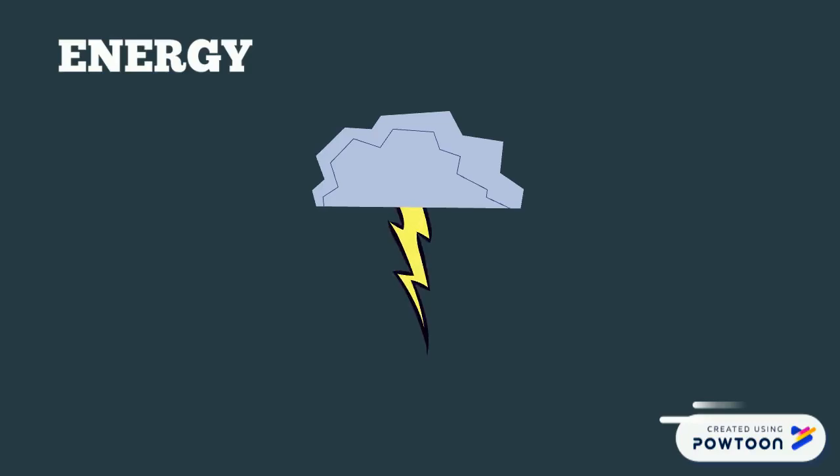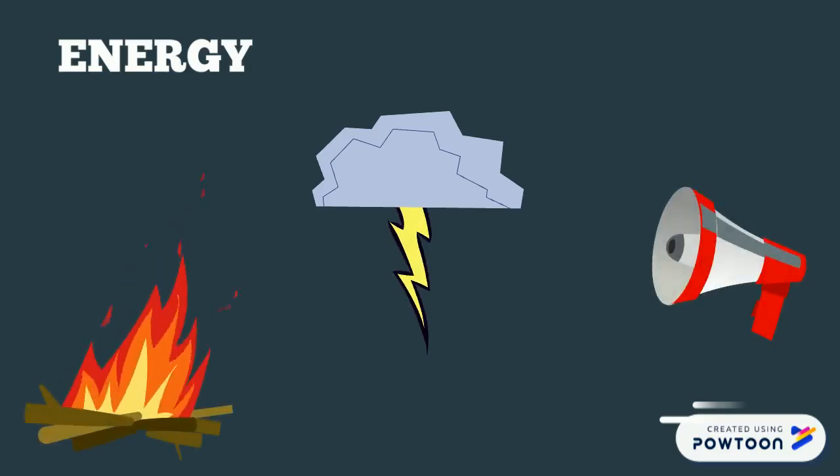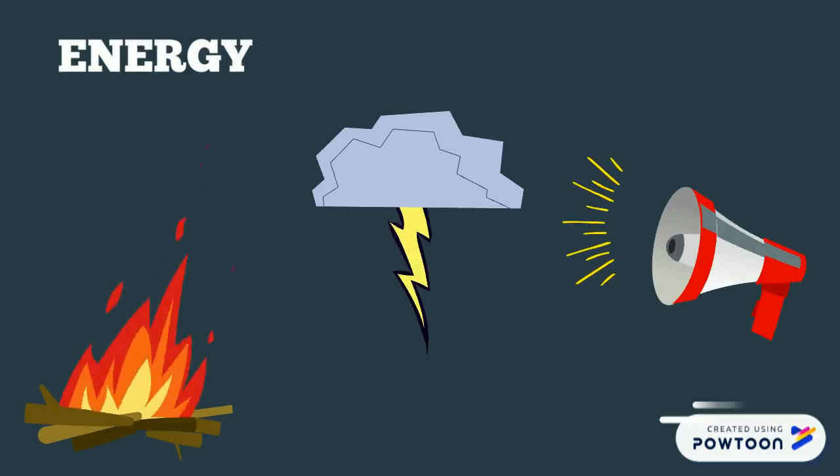Lightning converts electrical energy into light, heat, and sound energy. Sometimes we don't notice that lightning also creates heat, because we can hear the sound and see the lightning form.